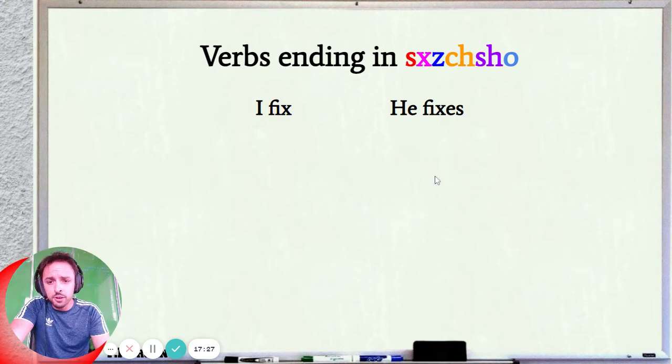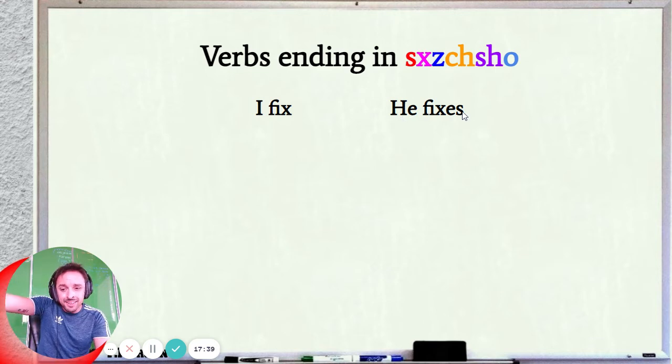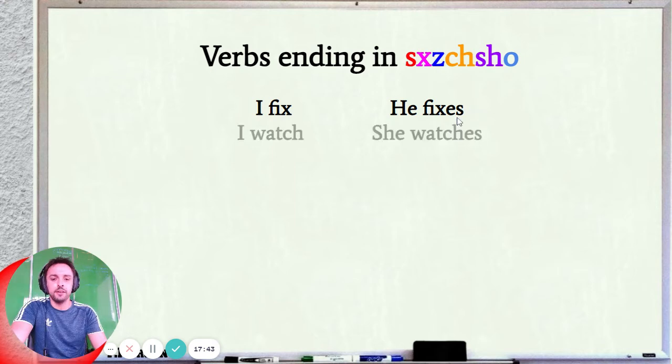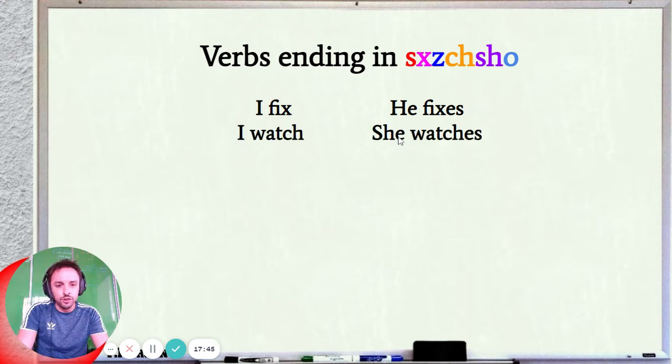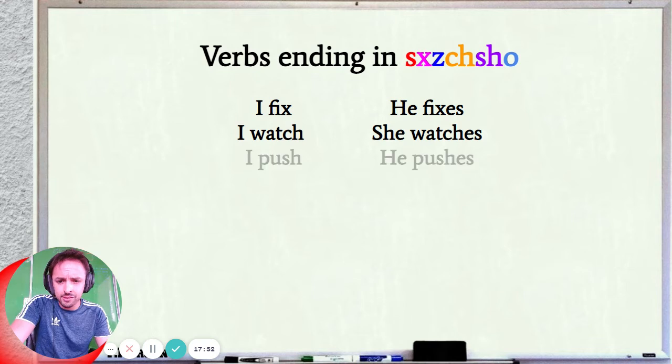Okay, so for example, I fix. If it's he, it'd be he fixes. See, it ends in an X, and it's he, so you add on an S, but it ends in an X, so you add ES. Okay, I watch, she watches. I watch TV, she watches TV, with an ES.